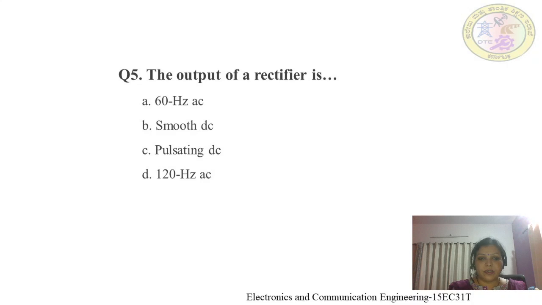The last question of the discussion: the output of a rectifier is a 60 Hz AC, a smooth DC, a pulsating DC, or a 120 Hz AC? Come on, what is the rectifier circuit we have discussed? A rectifier is a circuit or device which converts AC to DC. What kind of DC will it produce, smooth or pulsating? It is a pulsating DC. Therefore the answer is C.